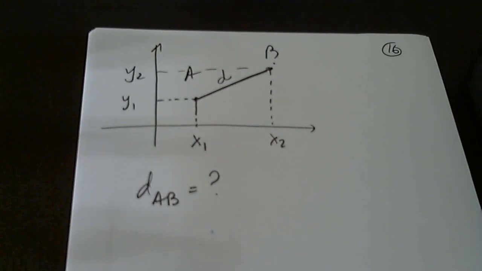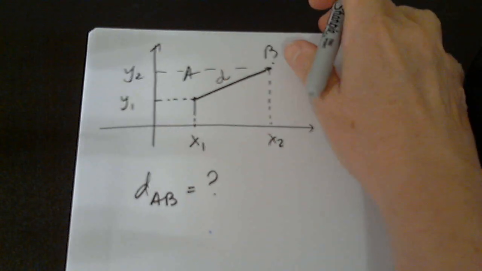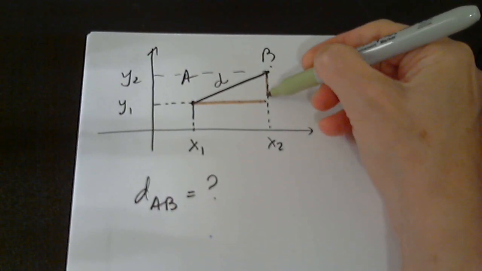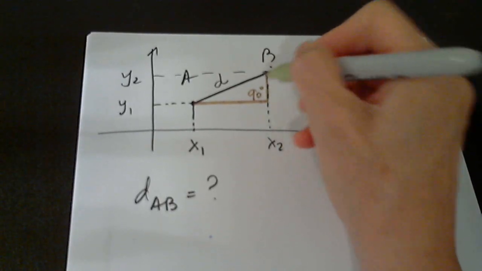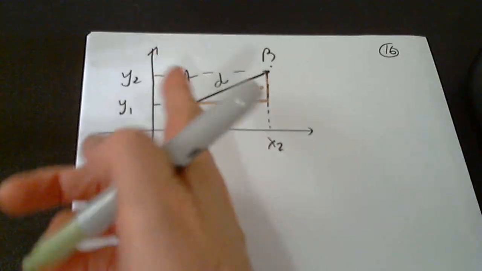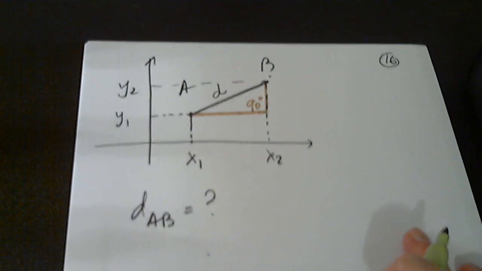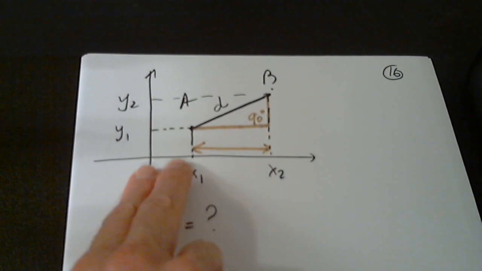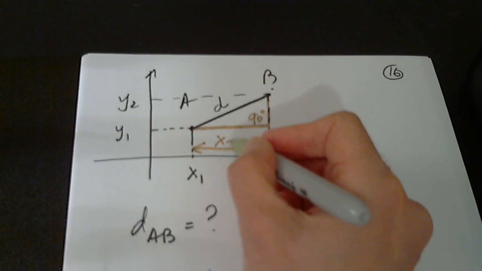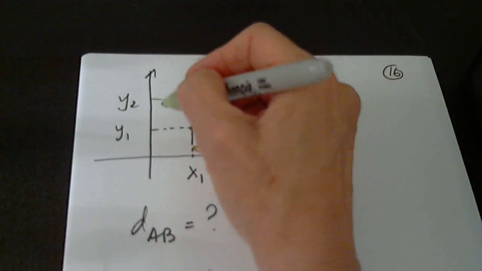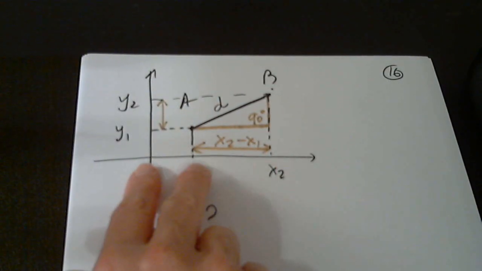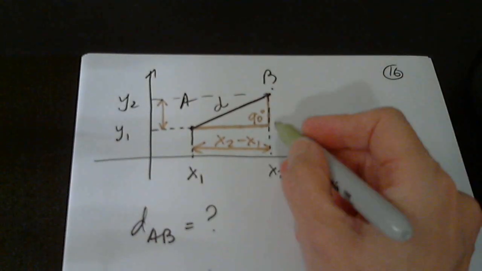We're going to be using the Pythagorean theorem. We are going to form a right triangle. This is a 90-degree angle. These are the legs, and this is the hypotenuse. And as you see, this distance is x2 minus x1. Can anyone give us this distance? So this was x2 minus x1. What do you think this distance equals to? Which is the same here.